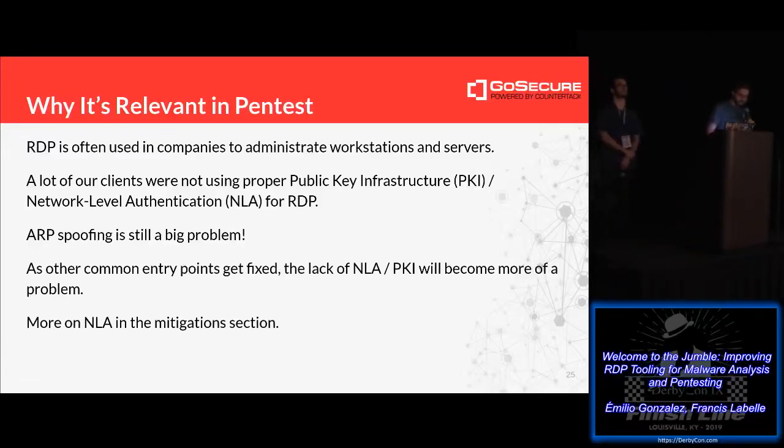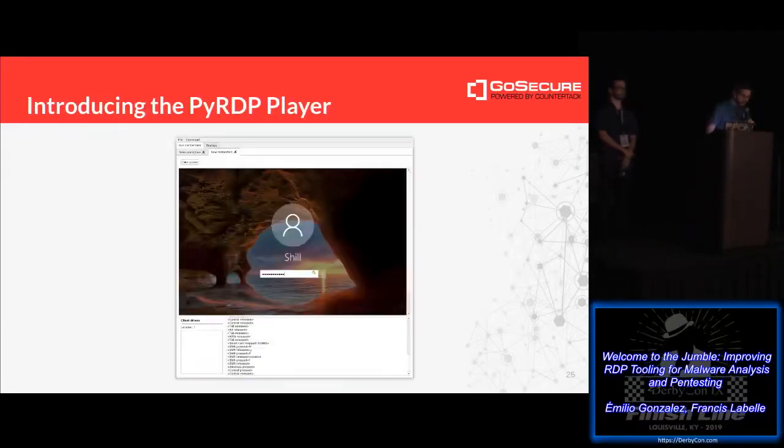We're going to talk more about NLA in the mitigation section, but basically it's a feature designed to prevent man-in-the-middles. Also, ARP spoofing is still a big problem, and if you have ARP spoofing, you can use it to redirect to your own VM. We're going to talk about that also. And also, as the other more common exploits, or not exploits, but techniques, will be more and more patched out, we think this is going to be a bit more of a problem.